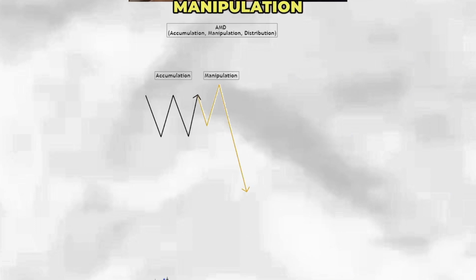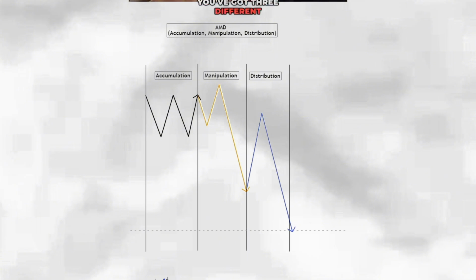Accumulation, manipulation, and distribution. You've got three different cycles in price action which is likely to play out at certain parts of the day. The first stage is accumulation. That is just sideways movement. Once you identify accumulation, you can actually anticipate a manipulation is likely to happen, which is essentially taking out price action which was created in the accumulation phase.